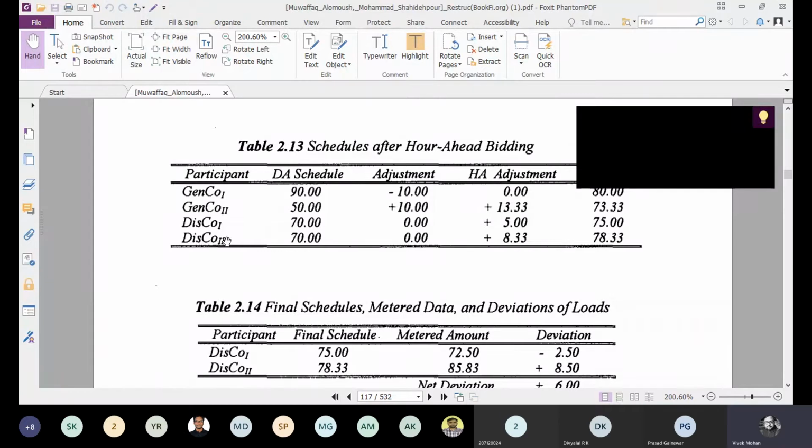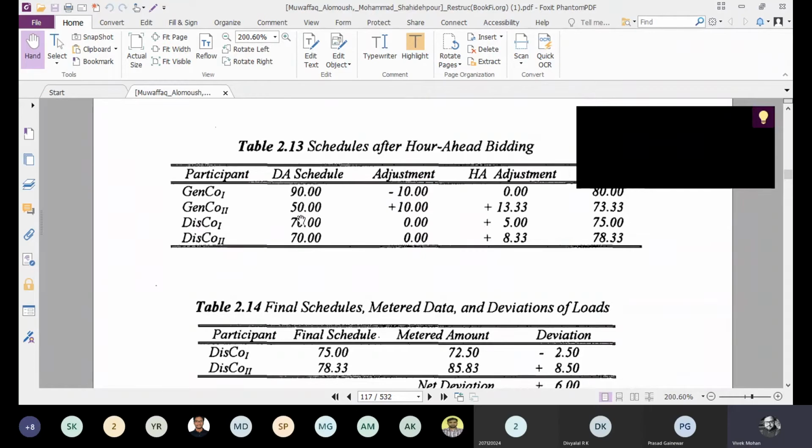Go through this carefully. For Genco 1, initially the day ahead schedule was 90. To relieve congestion, it backed down its generation by 10 megawatts. So 90 minus 10, now it is 80. Then there is no hour ahead adjustment for Genco 1, because if any increment is done, then the flow limit will be violated. So the net is 80. Now for Genco 2, the day ahead schedule is 50, right? There is an adjustment for congestion relief, which is 10 megawatts. Then the hour ahead adjustment is 13.33. So 60 plus 13.33 gives 73.33.